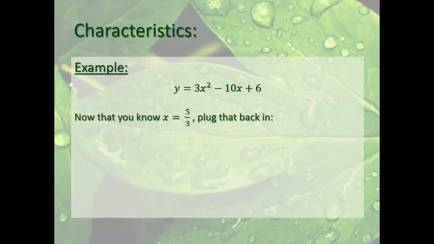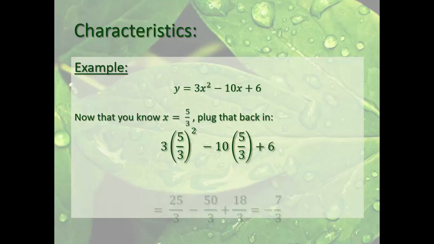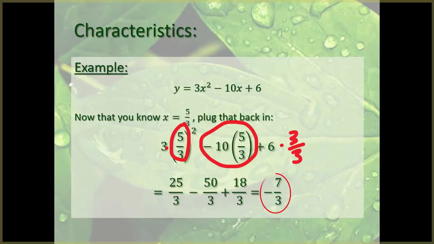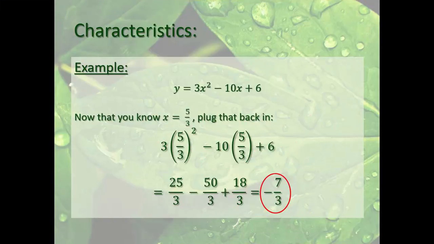So I plug 5/3 back into the equation. 3 times (5/3) squared minus 10 times 5/3 plus 6. We're dealing with fractions, so we probably want to get things with a common denominator. You'll notice that this would have become 25/9, but then that 3 would have reduced it to 25/3. This is just negative 50/3. And if I multiply 6 times 3 over 3 to get a common denominator, it's 18 over 3. And so my y coordinate is negative 7/3.